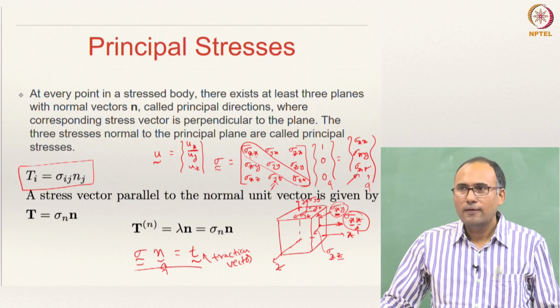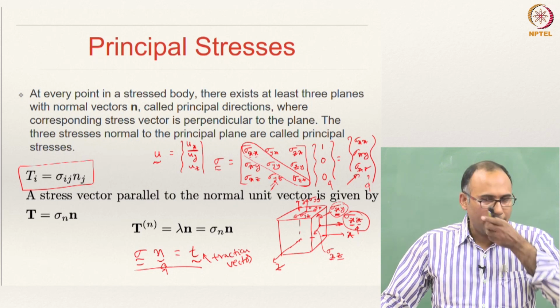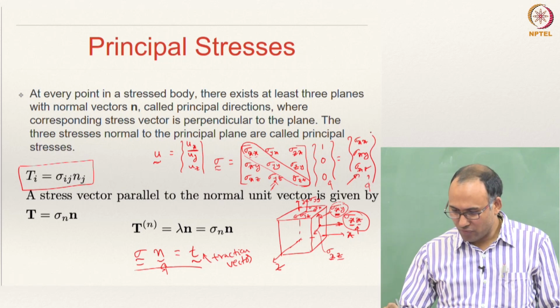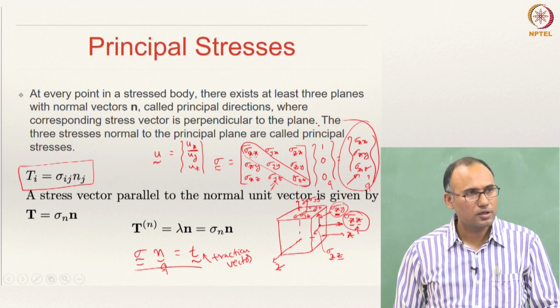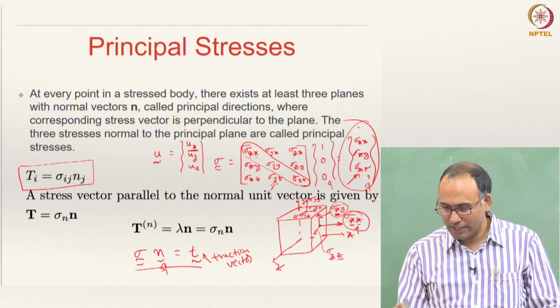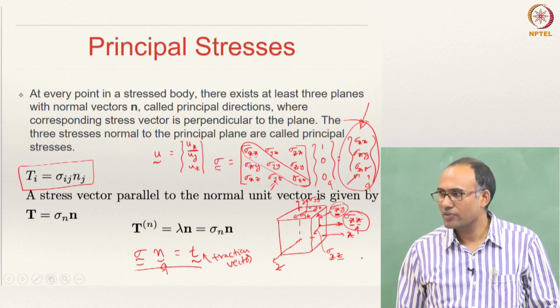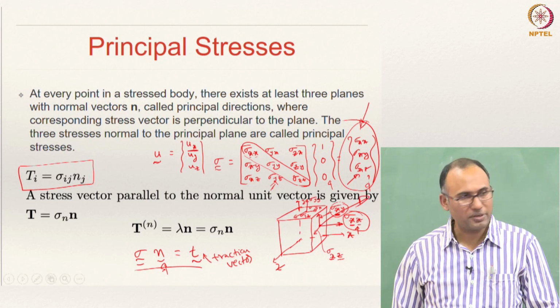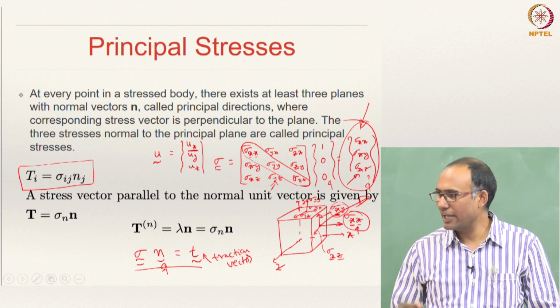Now, let us say, so what is the direction of this guy? By operating this stress tensor onto this vector, you got the traction vector. What is the direction of the traction vector? That can be some direction, right? It can be any direction.